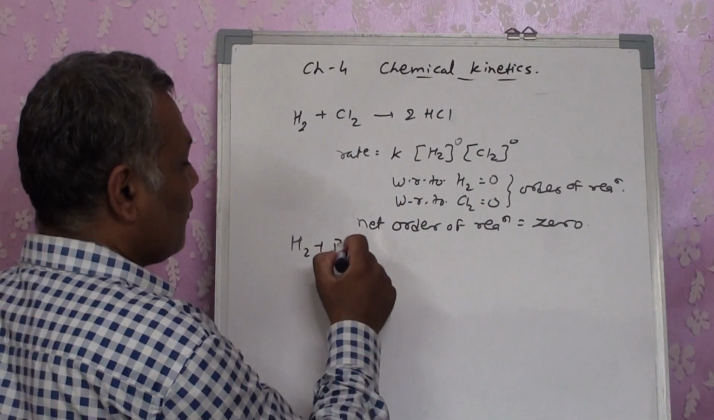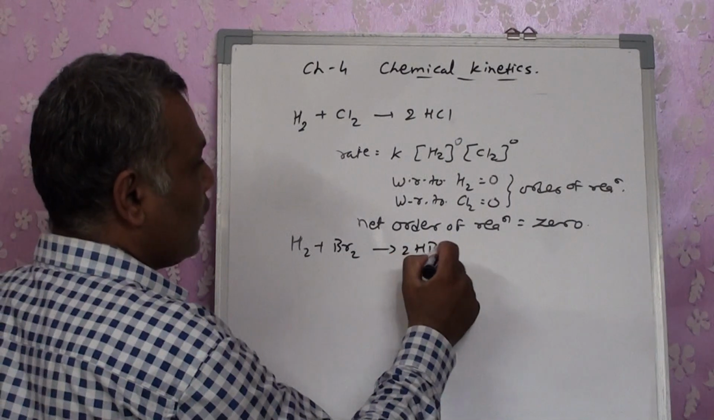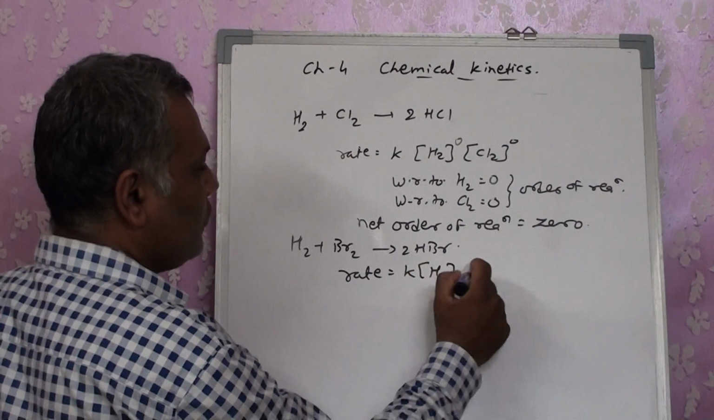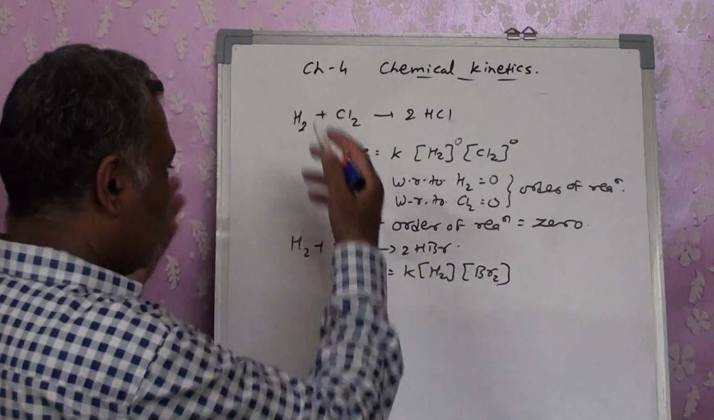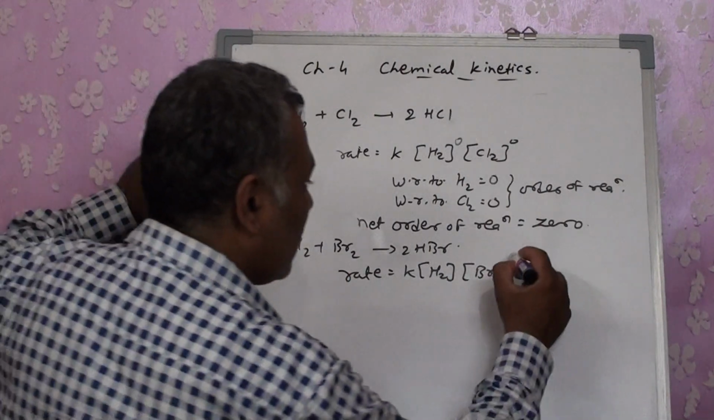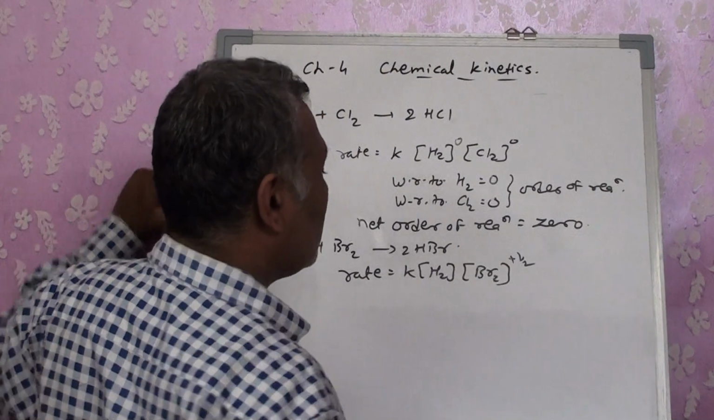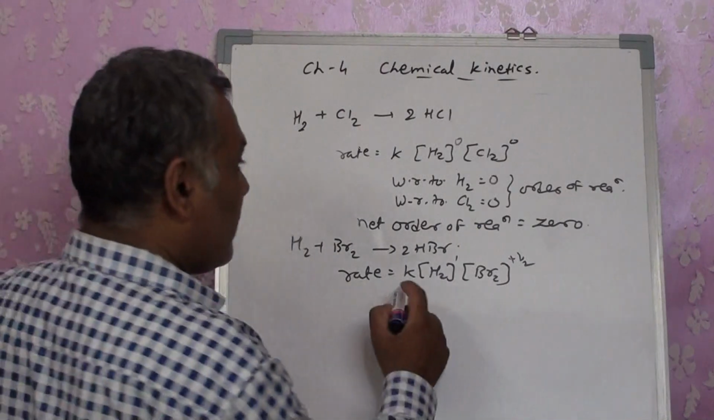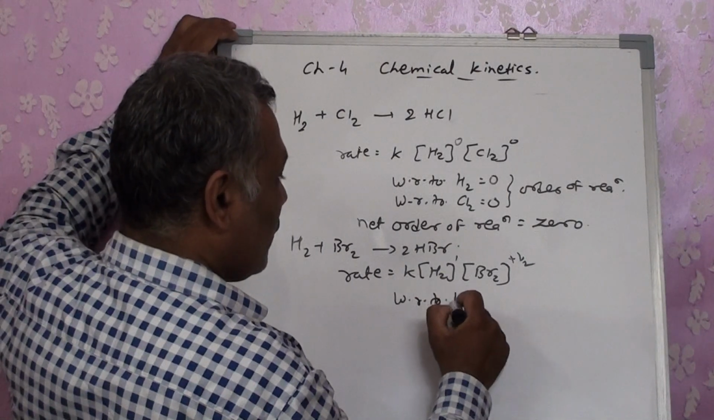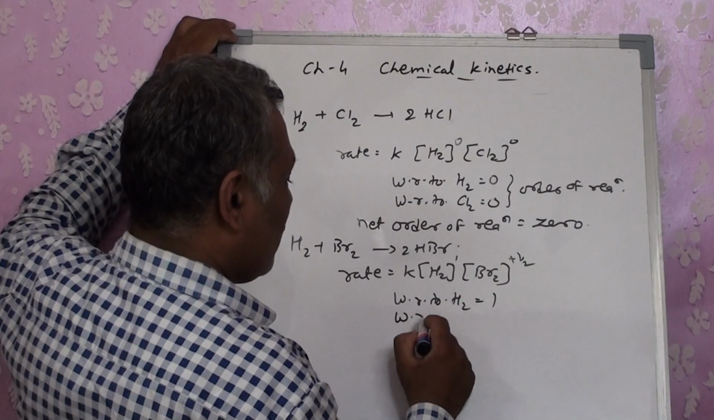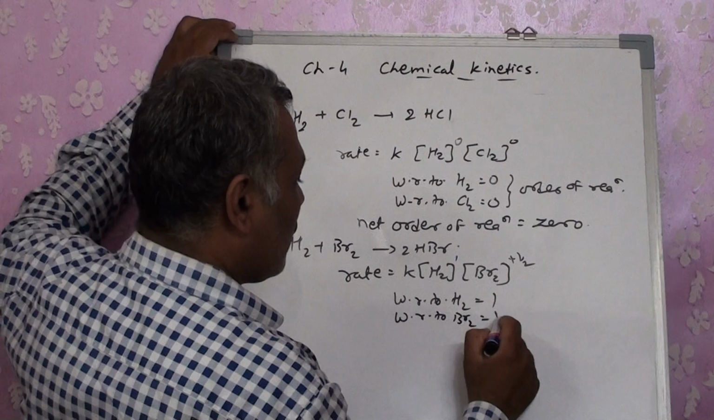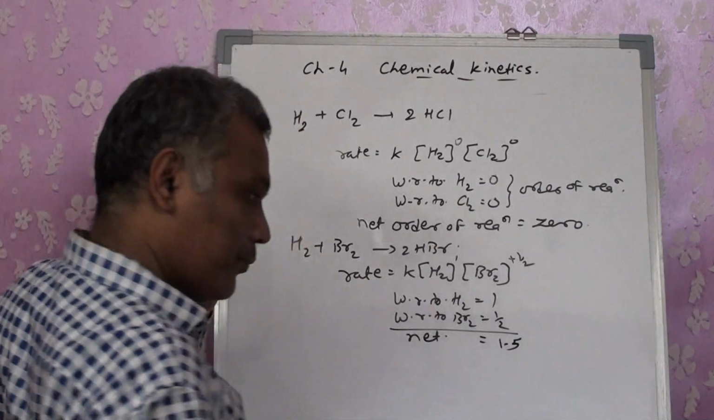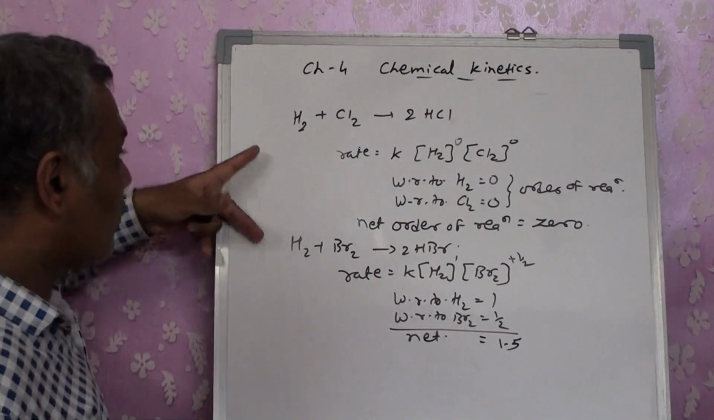H2 + Br2 gives 2HBr. Again, if I write the rate, I will get it as [H2] [Br2]. It looks the same, but this time it's not the same. It's 1 by 2. With respect to H2, the order of reaction is 1. With respect to Br2, the order of reaction is half. So net it's 1.5. Though the reaction looks the same.